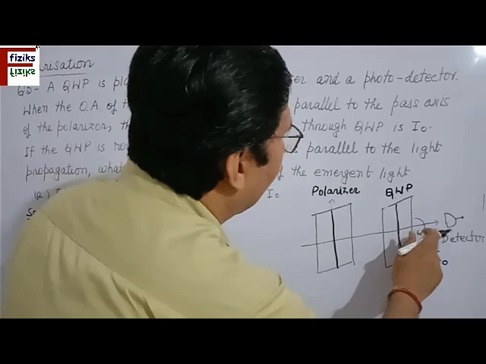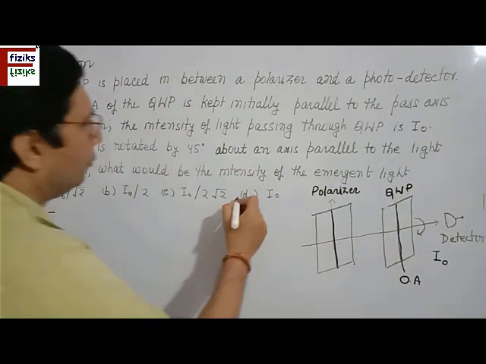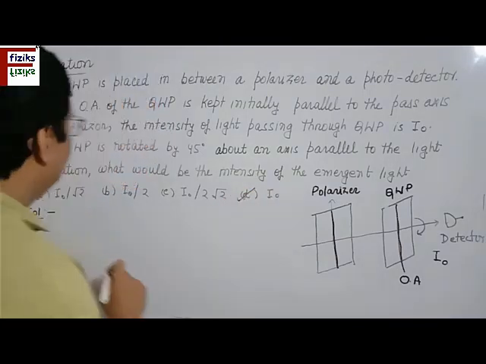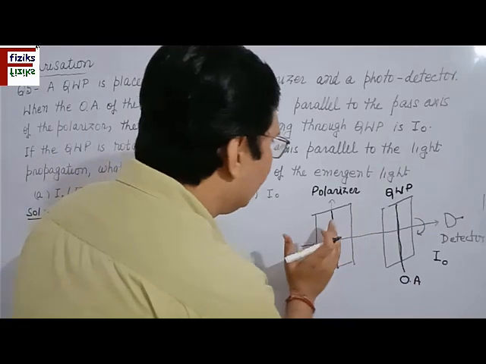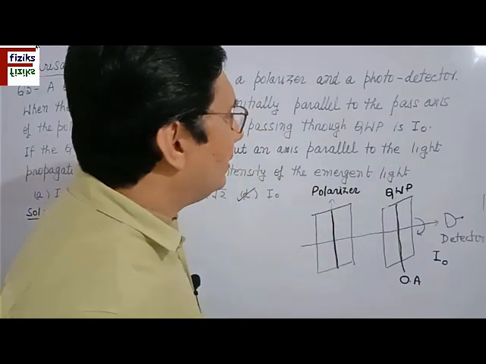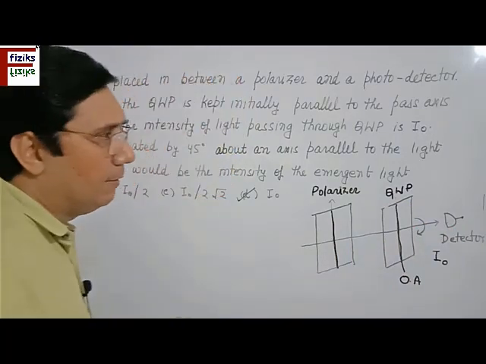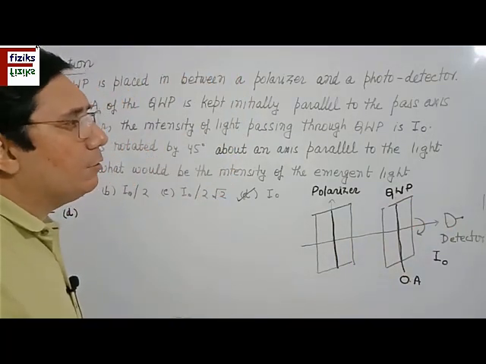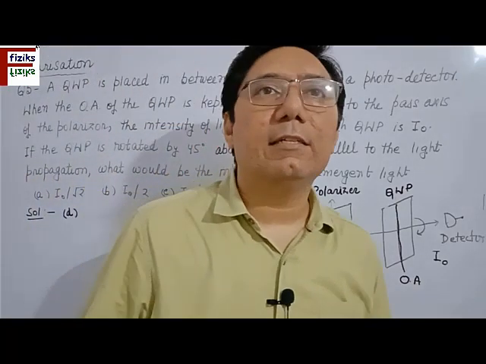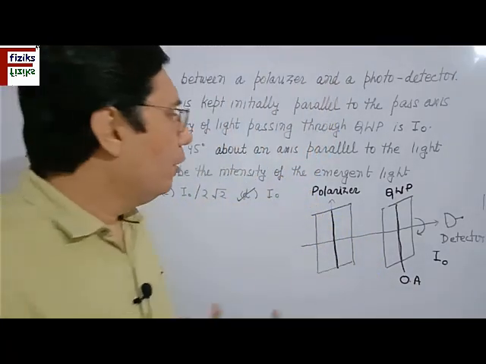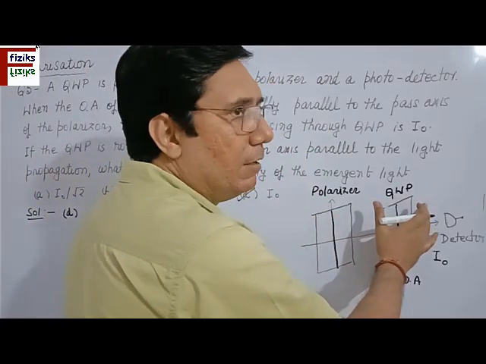Now you have to find the intensity here. I can directly answer this question. The answer is D, because when plane polarized light passes through a quarter wave plate, on the other side we get some intensity. Whatever the orientation of the quarter wave plate, it doesn't change the intensity of the incident light. So whatever intensity is here, the same intensity will be here.